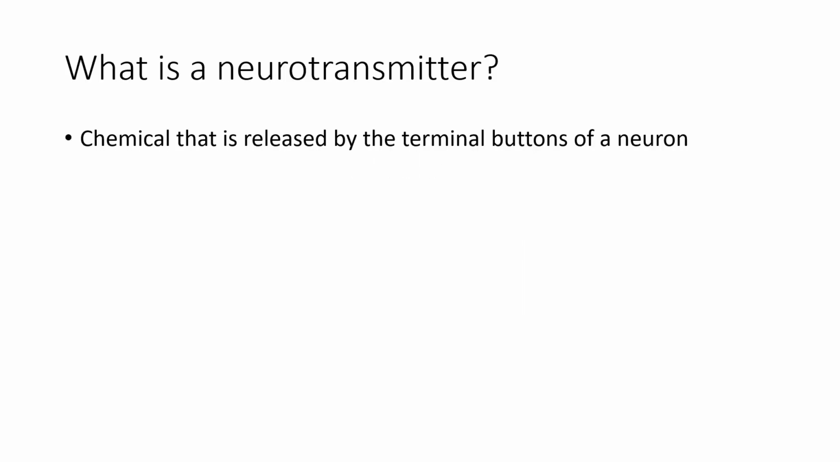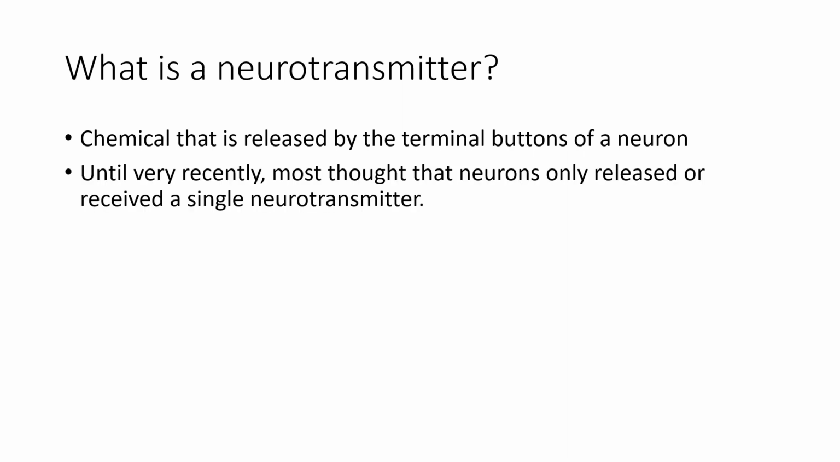First, let's start with what is a neurotransmitter. A neurotransmitter is a chemical that is released by the terminal buttons of a neuron into the synapse, or the gap between two neurons. Now, up until very recently, most researchers thought that neurons only released or received a single neurotransmitter. For example, a neurotransmitter that we'll talk about today is dopamine. So most researchers believed that if a neuron released dopamine or received dopamine, it could only receive or release dopamine. But what we know now, very recently, is that it might not be quite that simple.